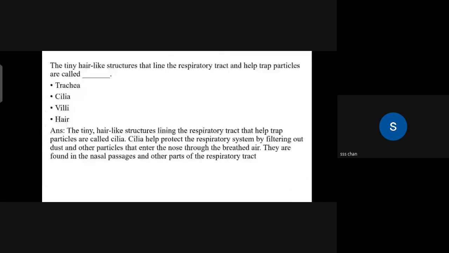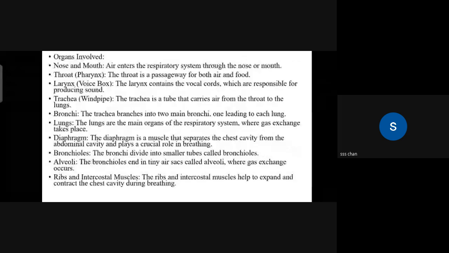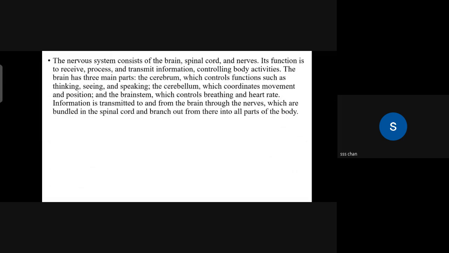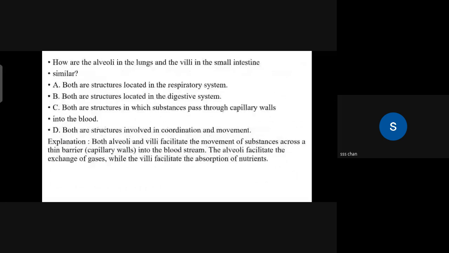Okay, before I go there, let me quickly talk about the trachea. These are the functions of most of our organs in the respiratory system. The trachea is a tube that carries air from the throat to the lungs. So the trachea is not a hair-like structure.